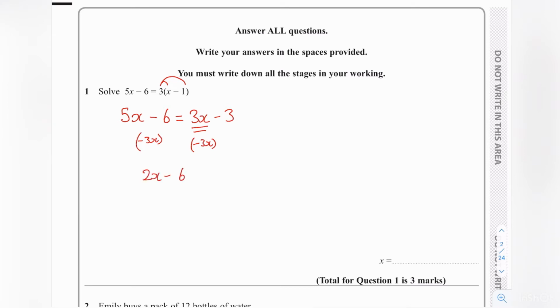That leaves you with 2x minus 6 is equal to negative 3. Add over the 6 to the other side, so you're left with x's by themselves. Negative 3 plus 6 is positive 3, and then finally divide by the 2. You can leave your answer as a fraction or give it as a decimal.